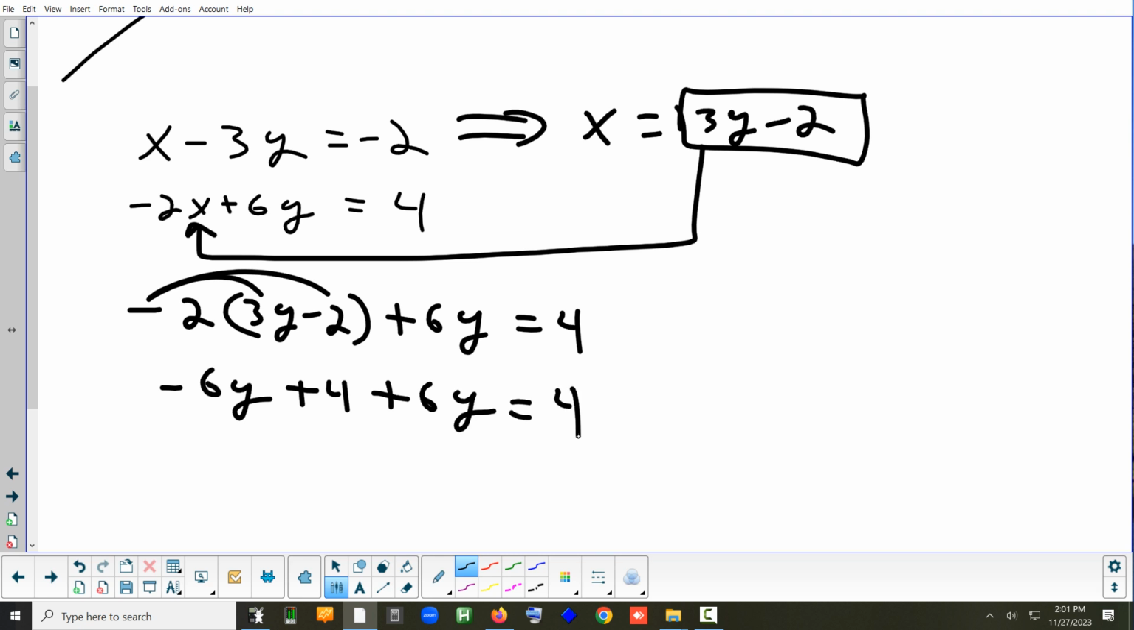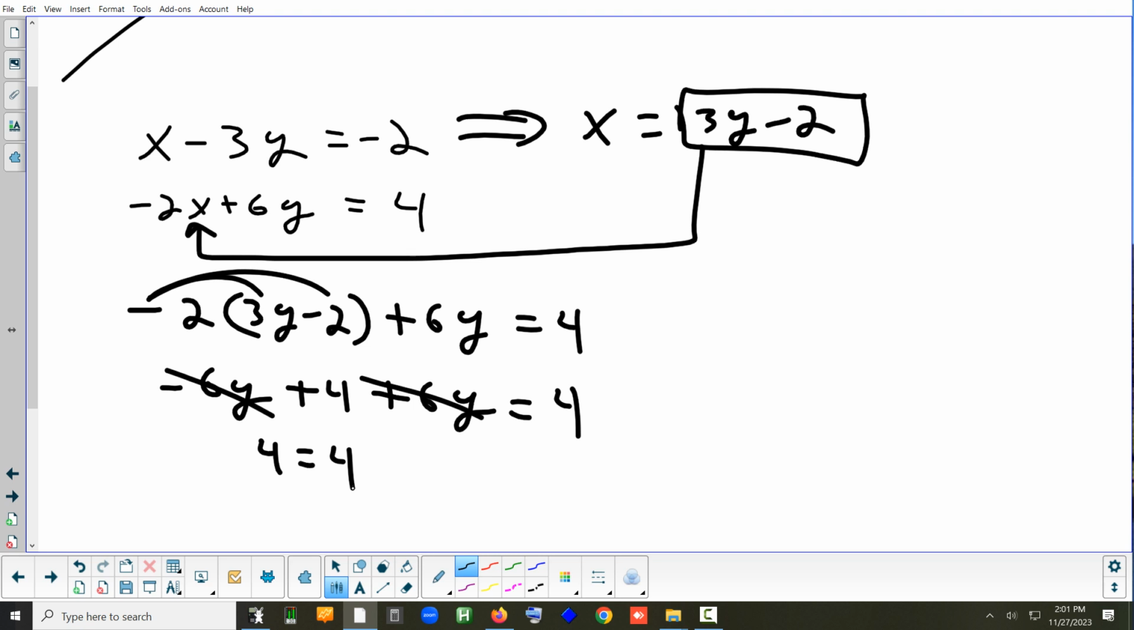Okay. What's going to happen on the left-hand side? Right, we get a negative 6y. We got a positive 6y. That's gone. What am I left with? 4 equals 4. Kind of like the last problem. All the letters disappeared. You're left with a statement about numbers.